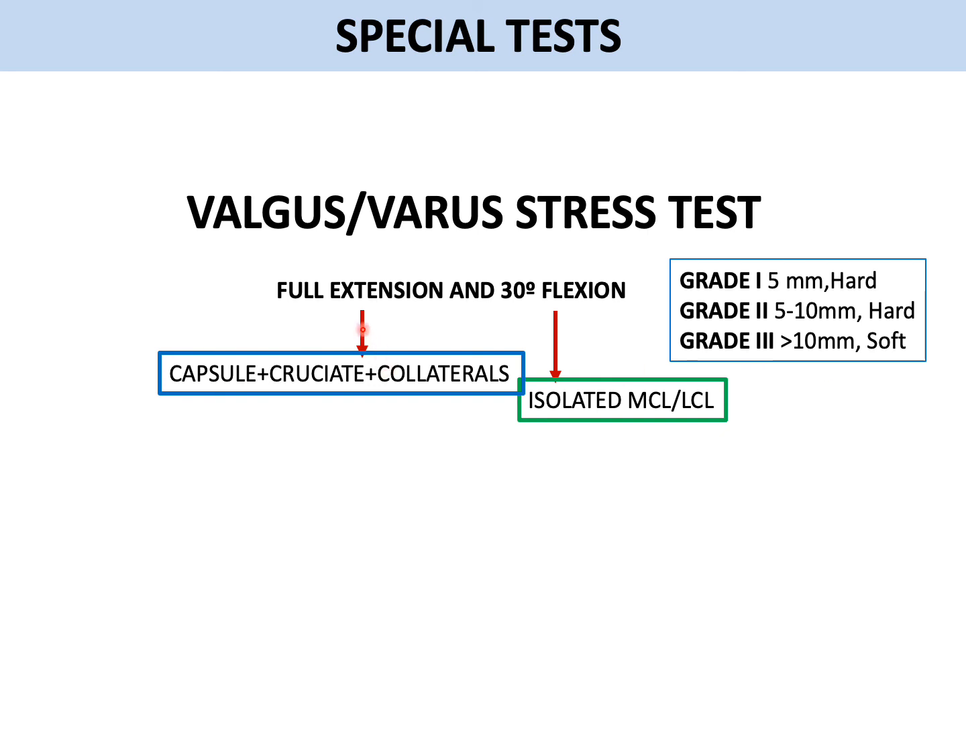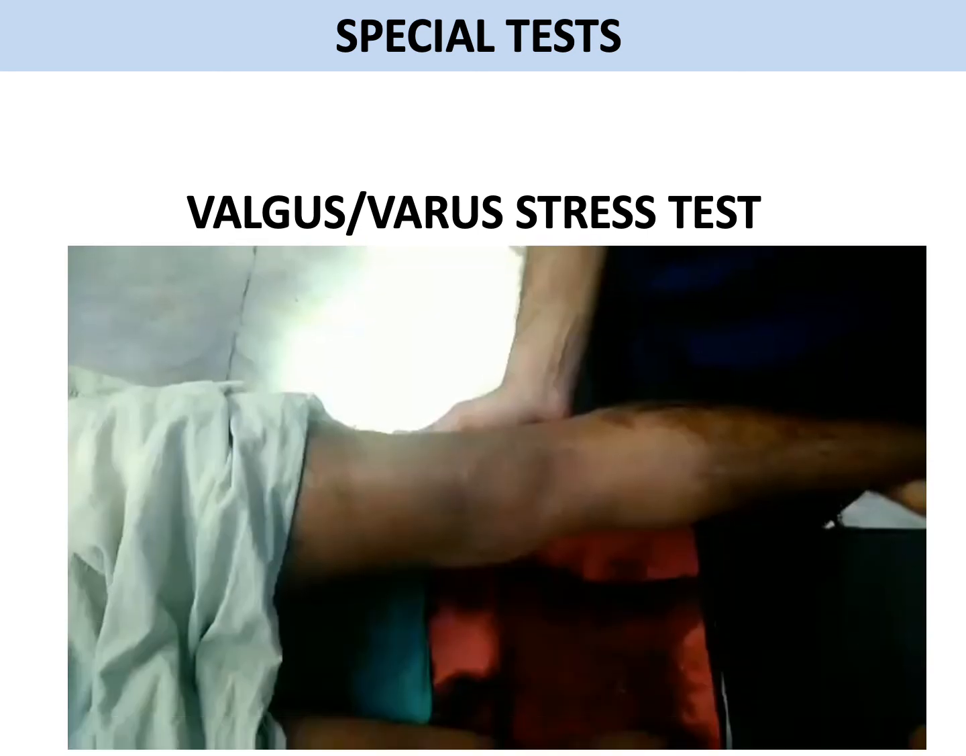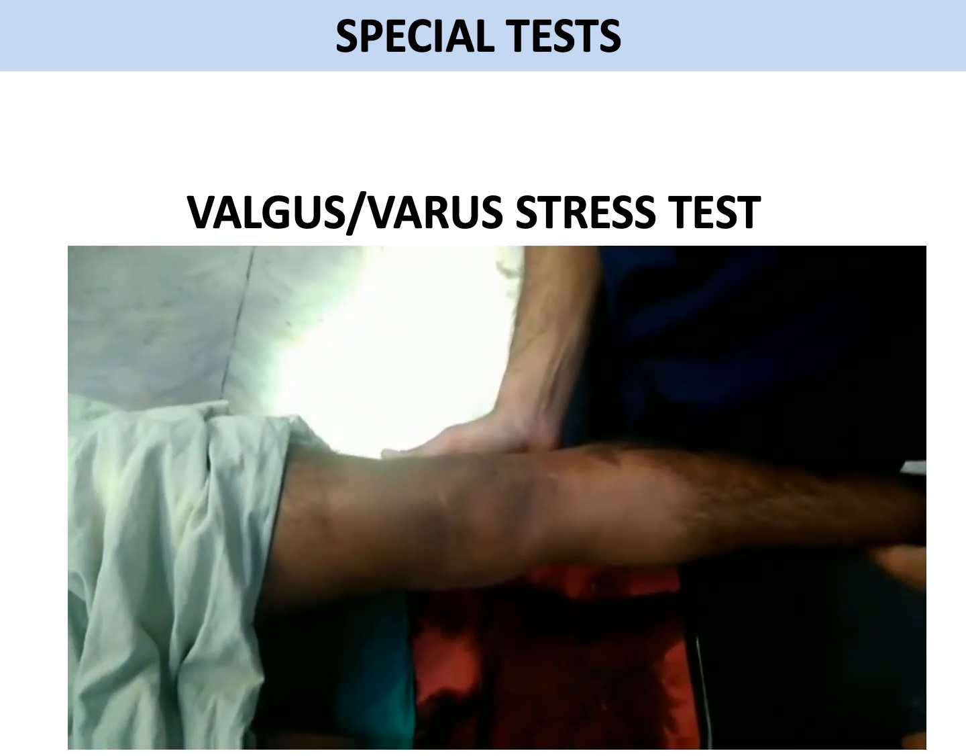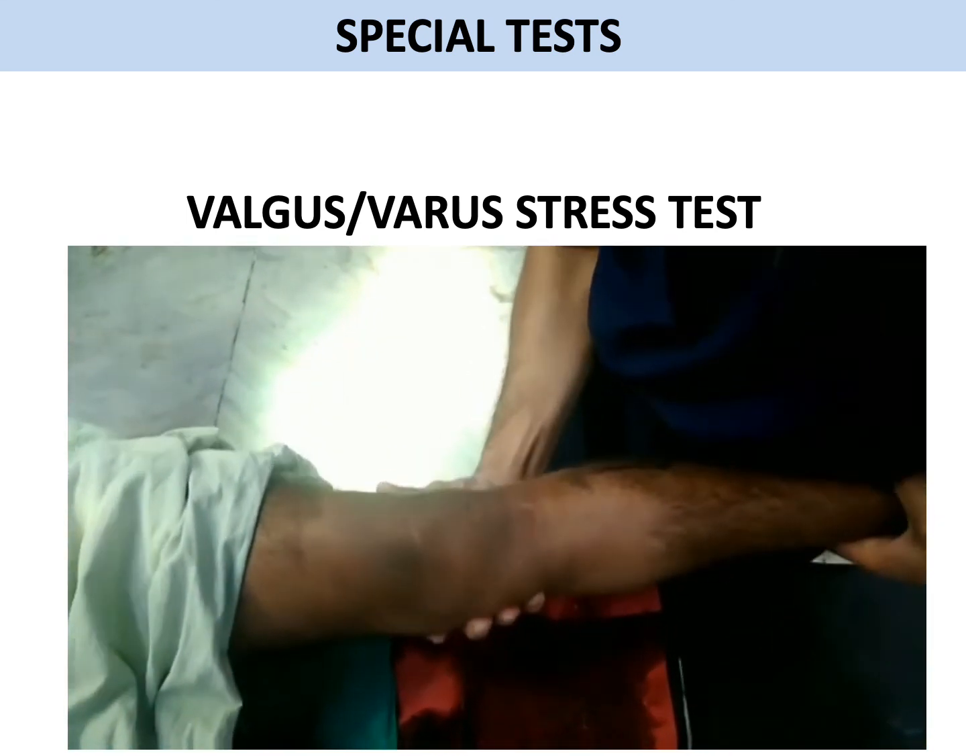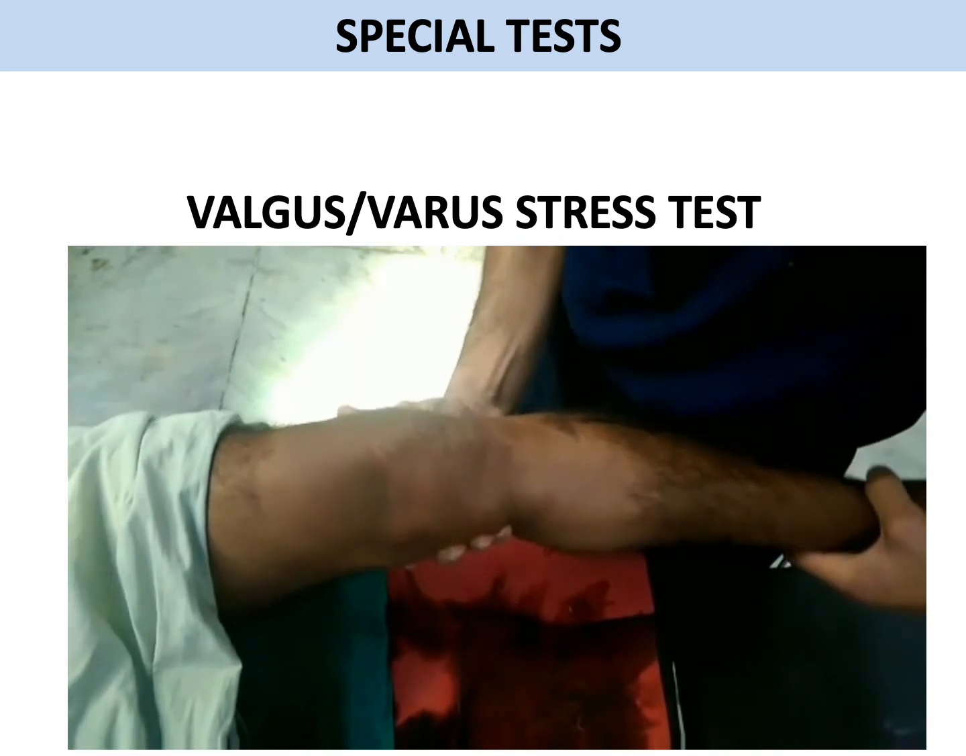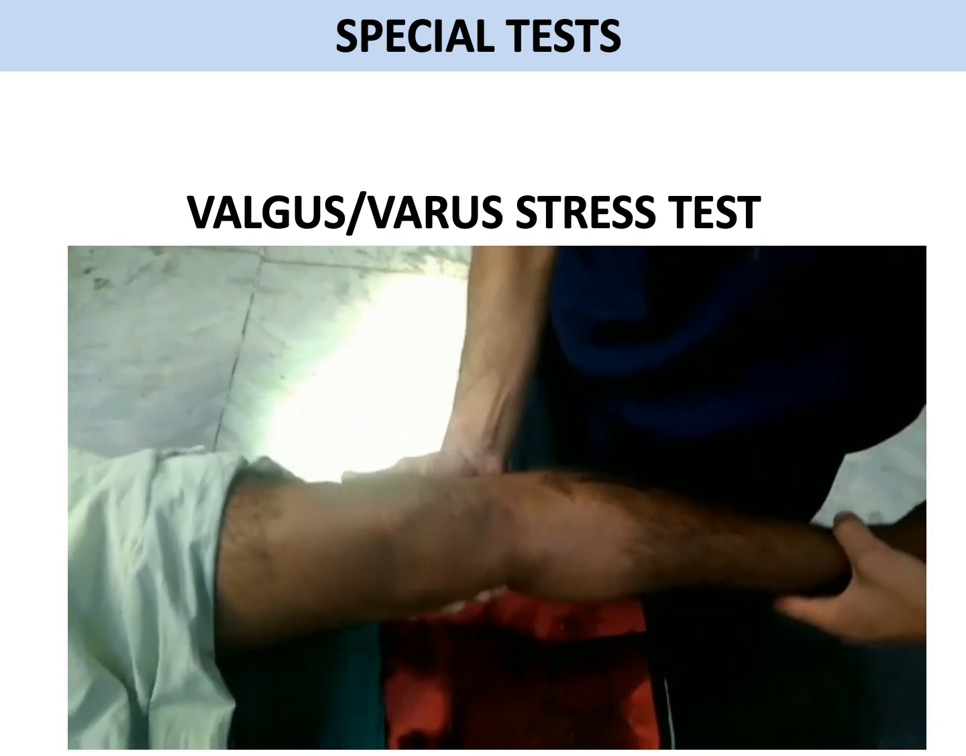So if the valgus or varus stress test is present in full extension, we may not need to examine this in 30 degrees of flexion because we already know the collaterals have been torn, right? But if this is not present in full extension, then we need to repeat it in 30 degrees of flexion. Let's see how this is performed here. Okay, now this is in full extension and this is in 30 degrees of flexion, right?